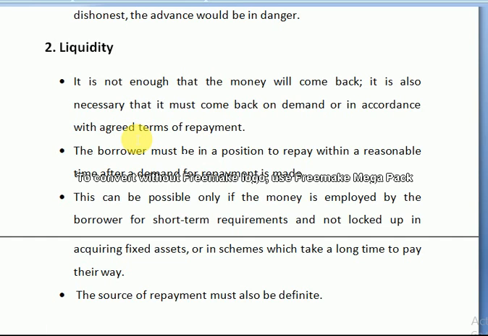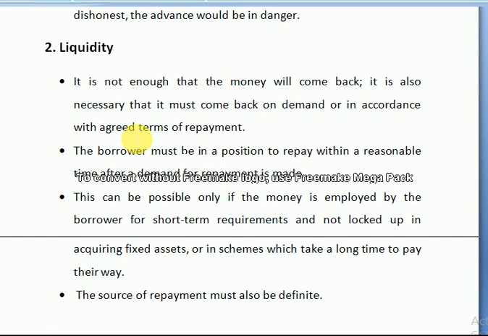Like, you take a loan from the bank and you promise that you will return this loan after 2 months. It is a short-term loan. Now the question is that the money will come from you maybe after 3 months, 4 months, 5 months, 6, 7, 8 months. The bank will recover that money, but liquidity is the principle that the money should be returned according to the terms and conditions and on the basis of the demands.